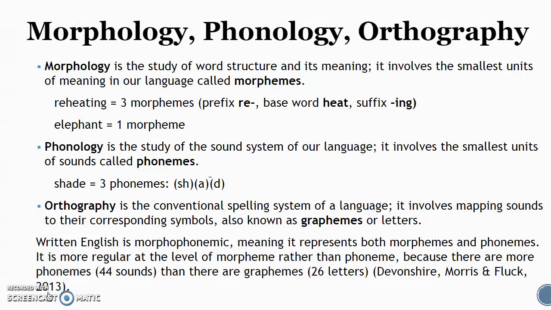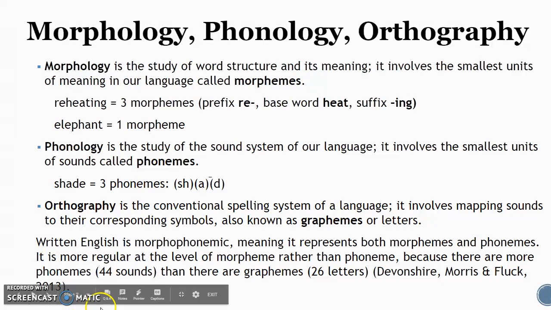Morphemes are those smallest units of meaning in our language. Phonemes, of course, are the individual sounds, and graphemes represent those sounds in the form of a letter. It's interesting to note here, written English is morphophonemic, meaning it represents both morphemes and phonemes. It's more regular at the level of morpheme than at phoneme, because there are more phonemes. It means there's 44 sounds in our language, but there's only 26 letters. And so that is where it gets a little interesting for our students.